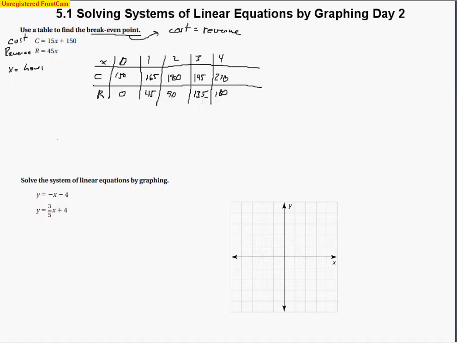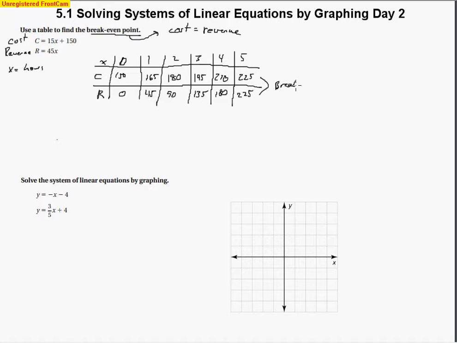From there, I'll add on another one because they're starting to get closer. They're only 30 apart now. So when I add another $15 to this 210, that makes 225. When I add 45 to 180, I also get 225. And so you can see how these two numbers are the same. The cost equals the revenue. And so when we see cost equaling revenue, we know we're at the break-even point.